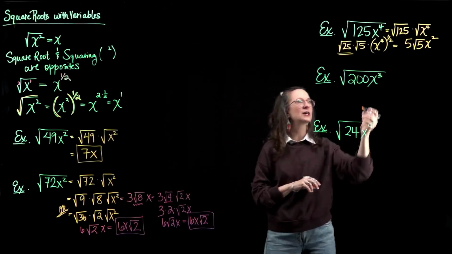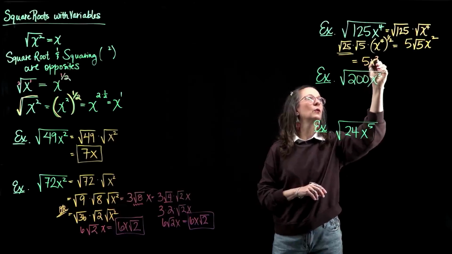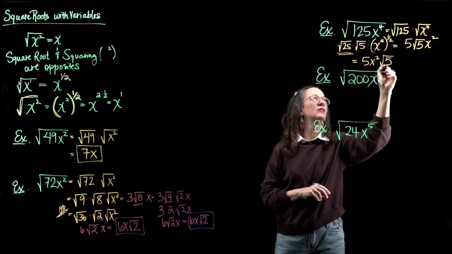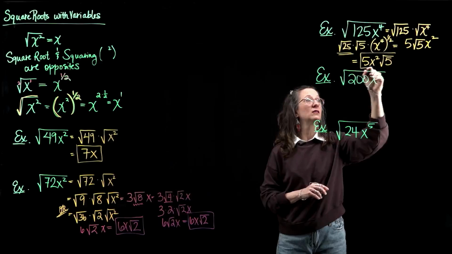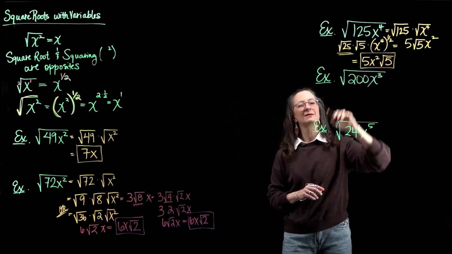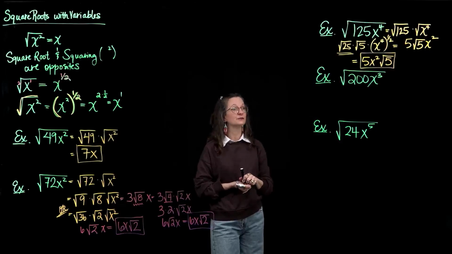However, convention tells us to write it as 5x squared square root of 5. But these mean exactly the same thing. We just tend to write that x squared on the front of the square root.